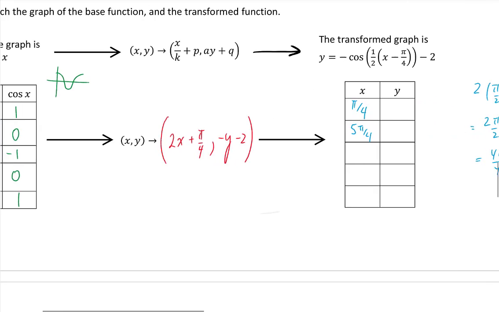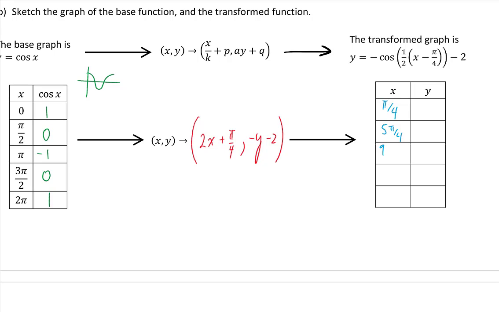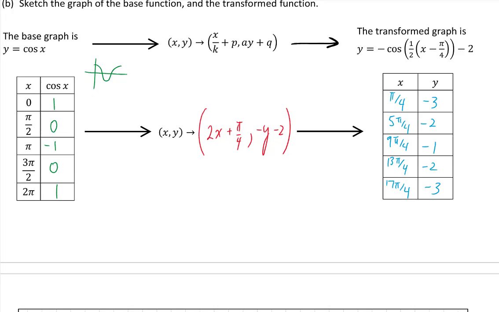And then you can show that the next x value is going to be 9 pi over 4. And hopefully you see a pattern now. 13 pi over 4, and then the last one will be 17 pi over 4. Notice the numerator increases by 4 every time. The y values you'll end up with are negative 3, negative 2, negative 1, negative 2, and negative 3.